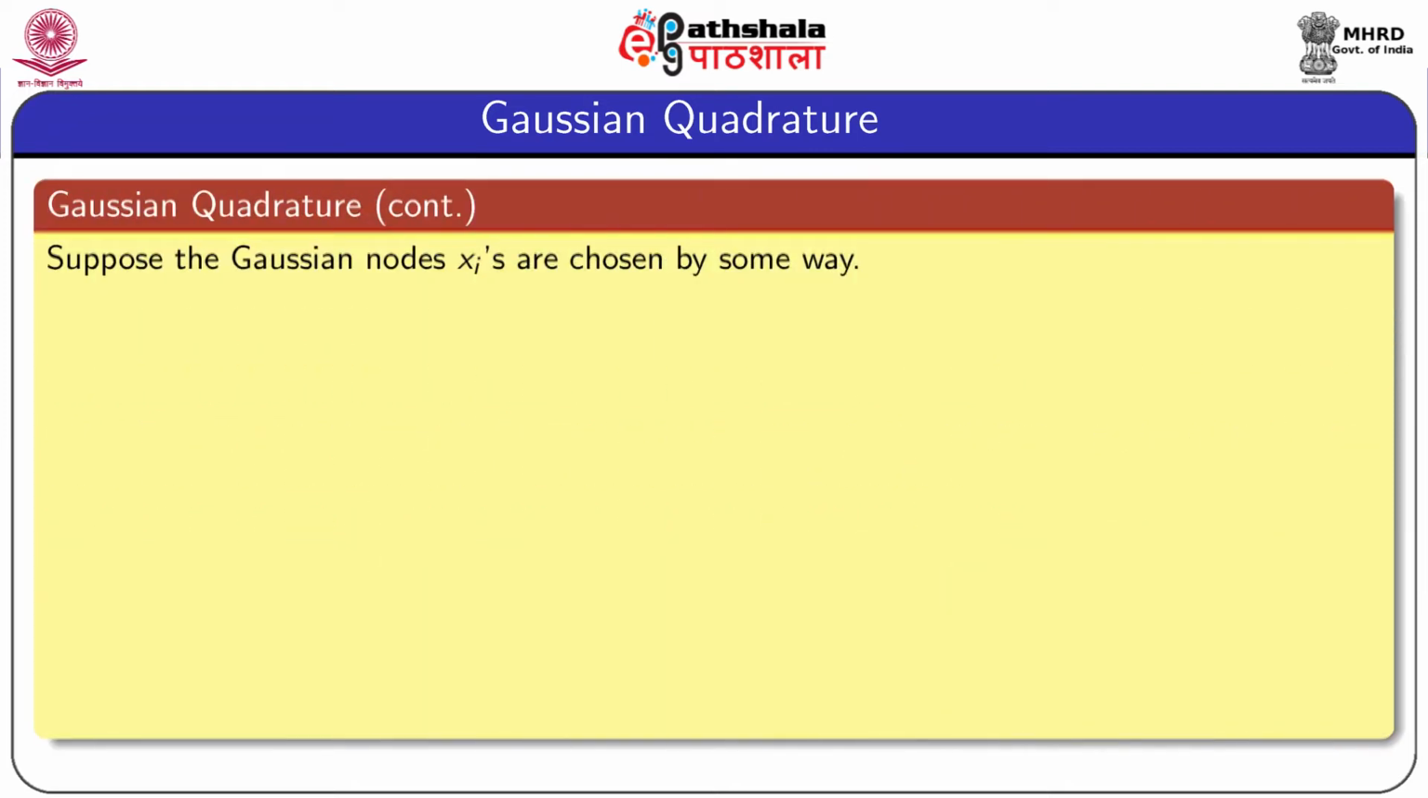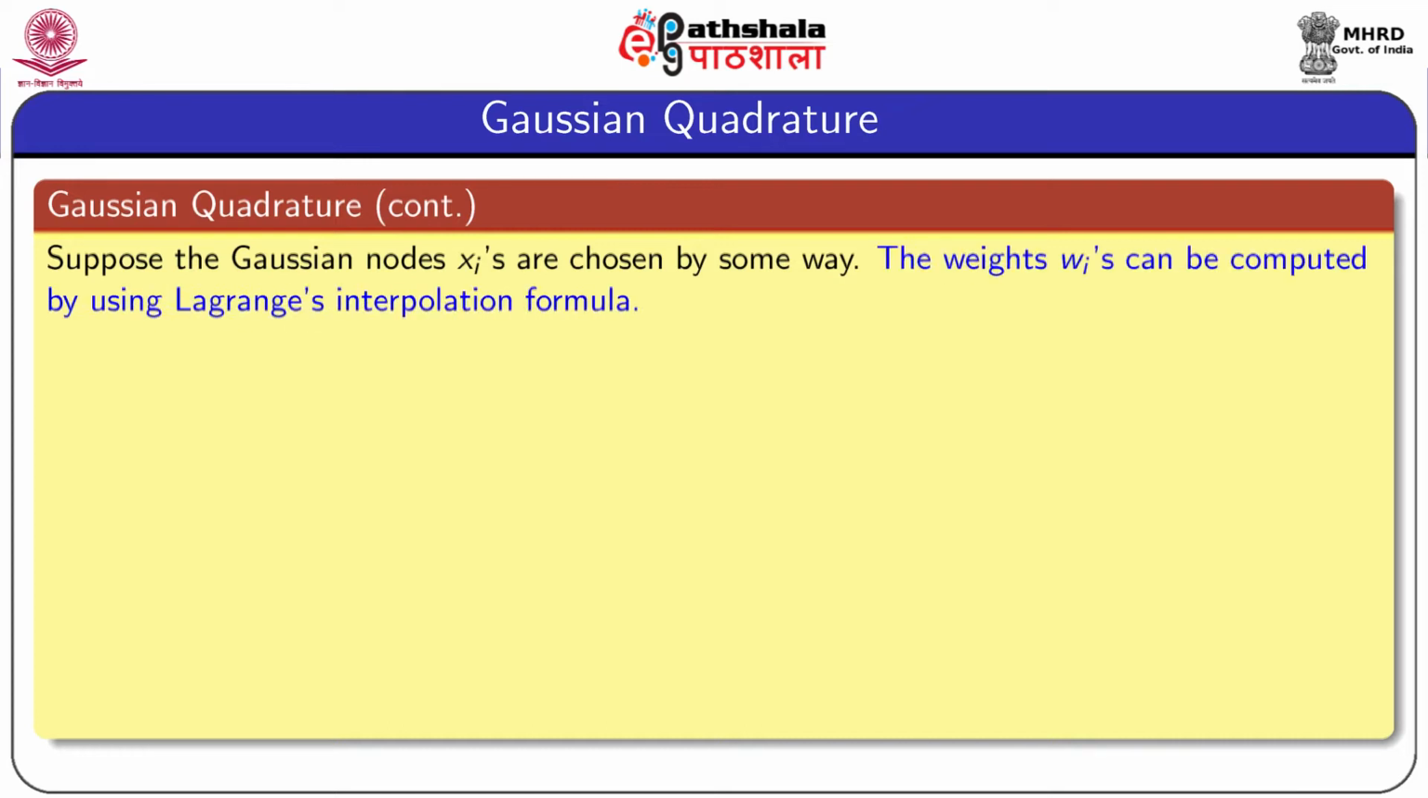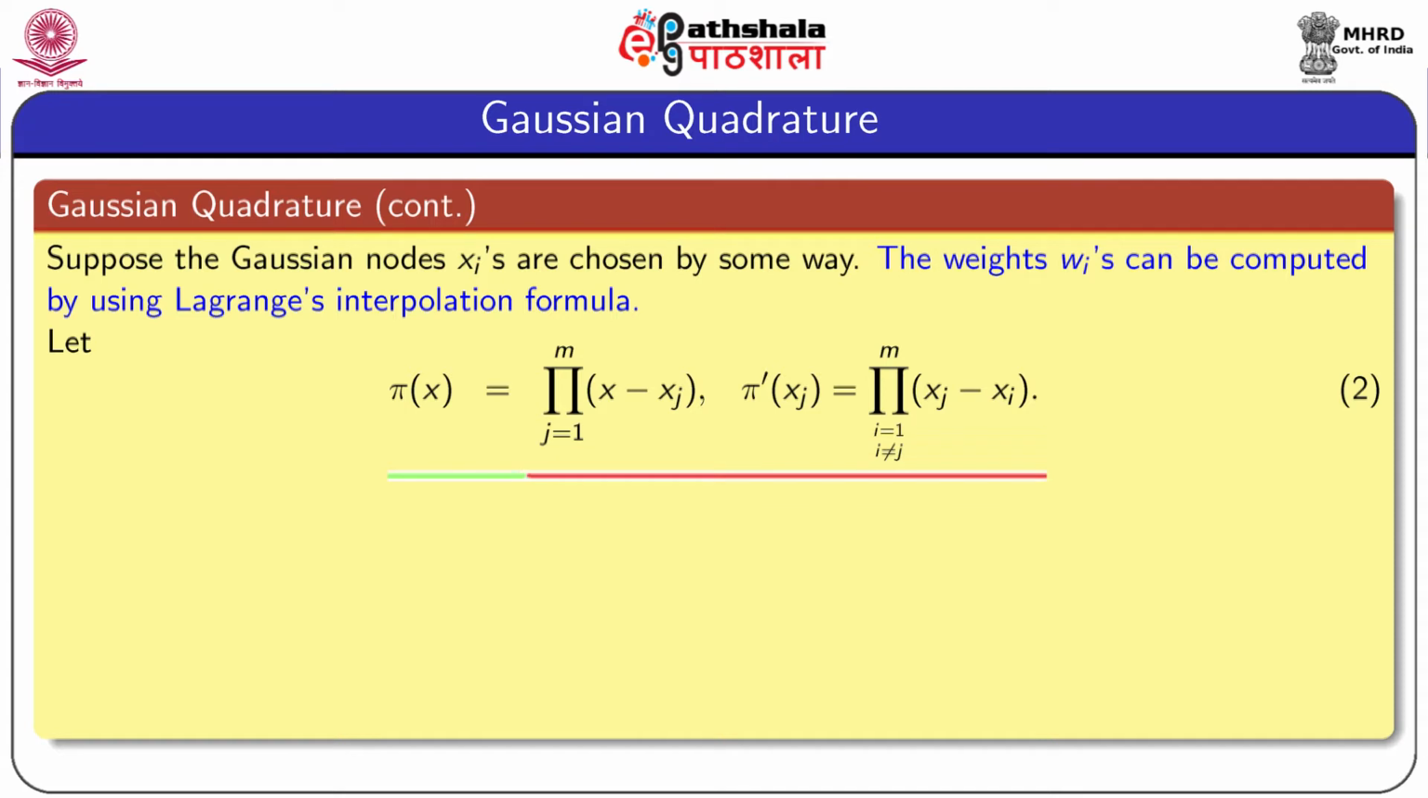Suppose the Gaussian nodes x_i are chosen in some way, that means we assume that the values of x_i are known. Then the weights w_i can be computed by using the Lagrange interpolation formula. Let π(x) equal the product of j equal to 1 to m of (x minus x_j), and its derivative is given by equation 2.